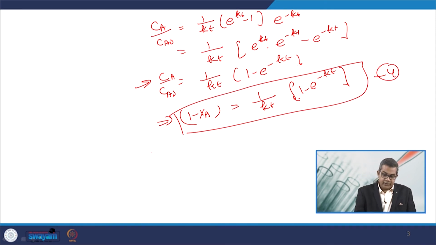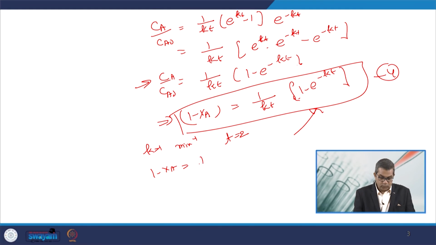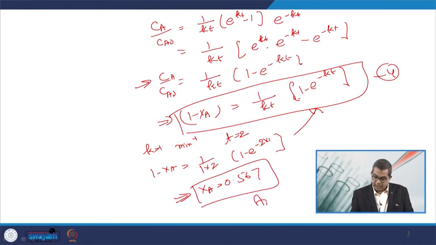So now here we are given that k is equal to 1 minute inverse and t is equal to 2. If we utilize this equation, we have 1 minus XA is equal to 1/(1 into 2) times (1 minus e to the power minus 2 into 1), and that comes out to be XA is equal to 0.567, and that is my final answer.